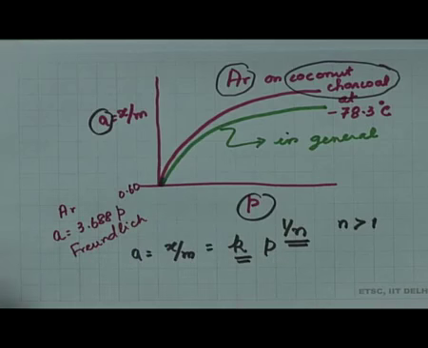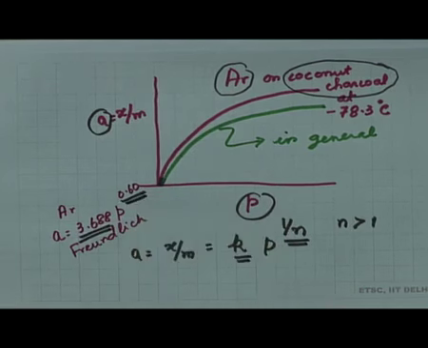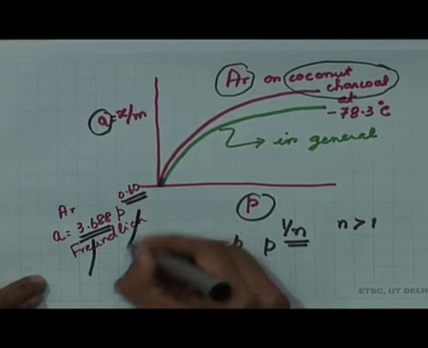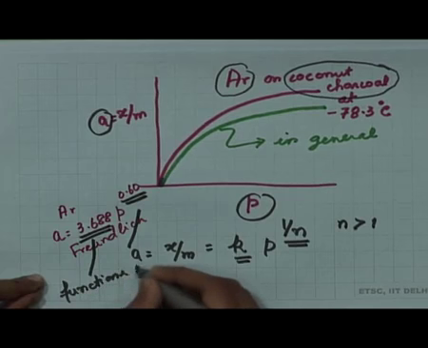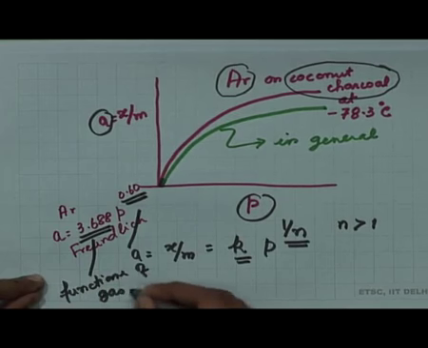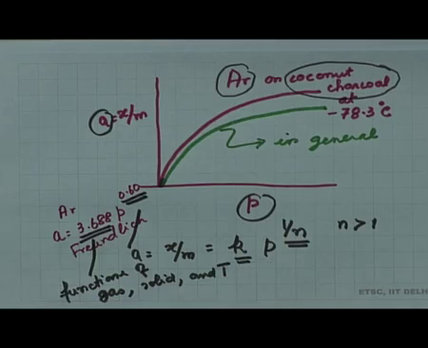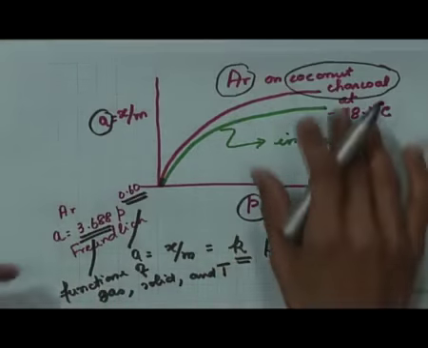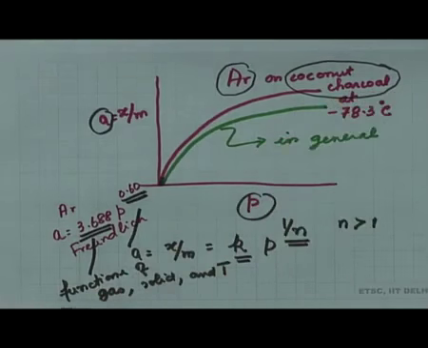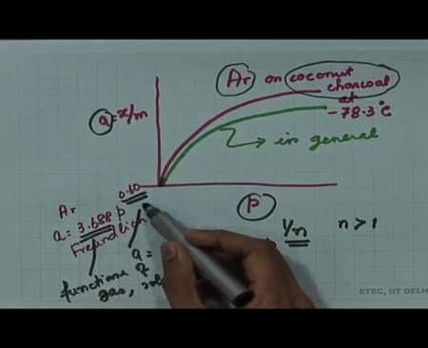So, these constants here, this one and this one, are functions of the gas, the solid and the temperature. So, if you did this experiment with the same gas at a different temperature with the same substance, coconut charcoal, you will get a different A and a different 1 over n.